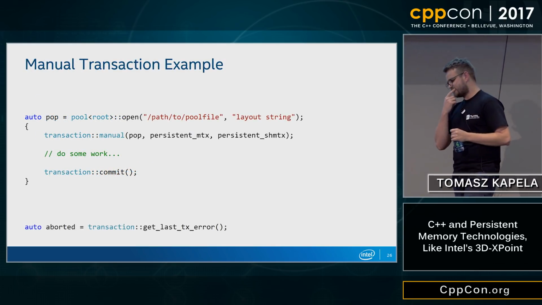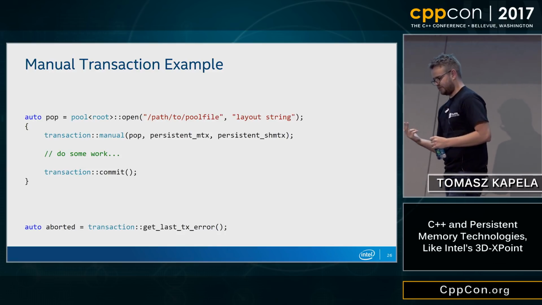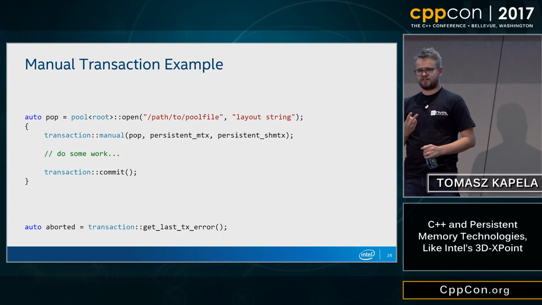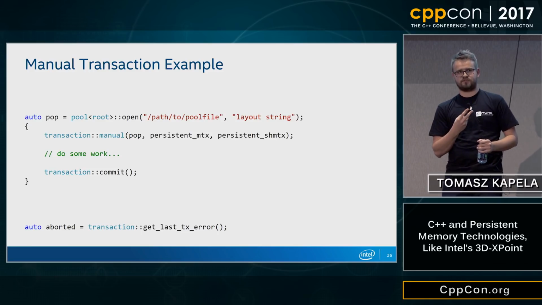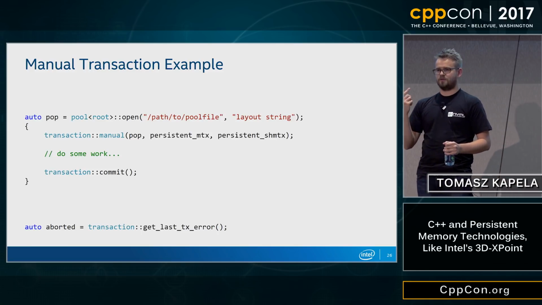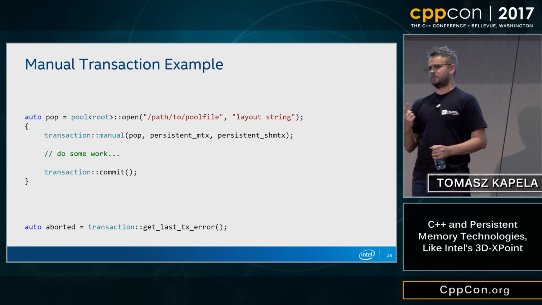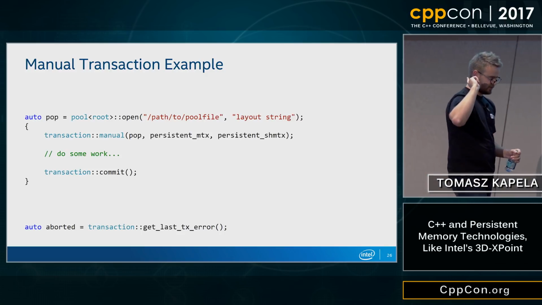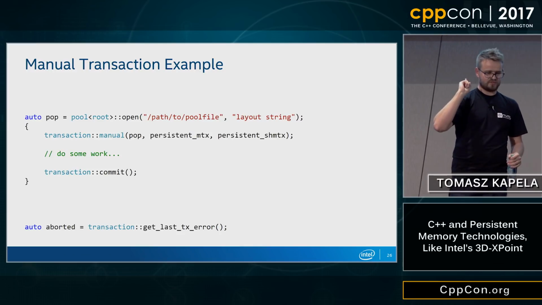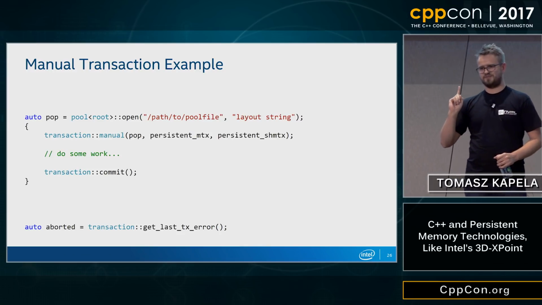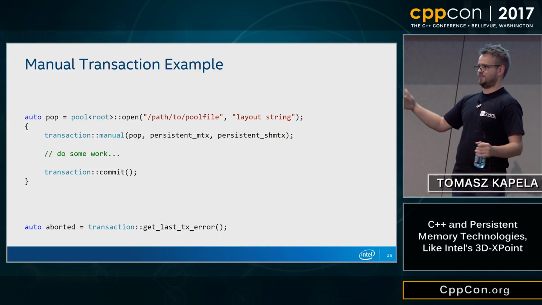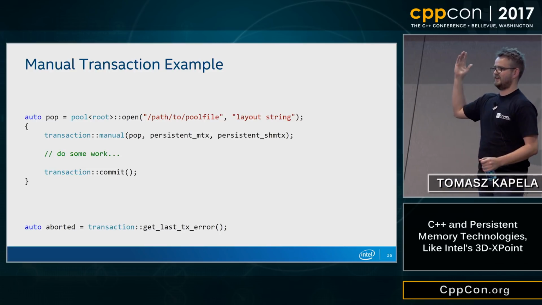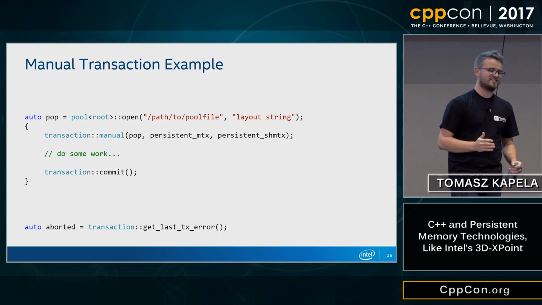So we have 3 types of transactions in the library. 2 of them are available in every C++11 compiler. One of them is available only in C++17. The first is the simplest form of transaction, and I urge you not to use it. It's there because it was simple. We wanted a scope transaction, a manual transaction, but it has many issues.